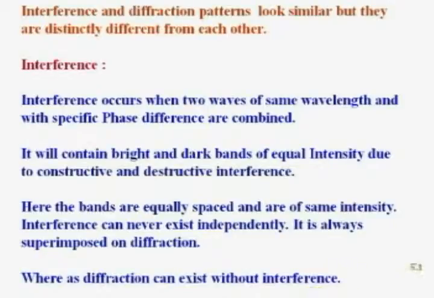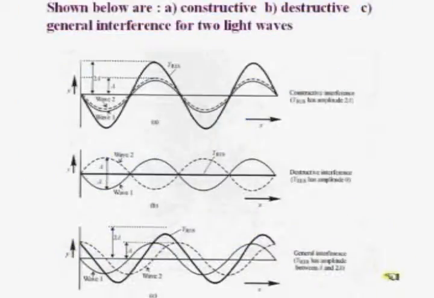If we now look at the slide, we have three pictures here. The first one shows that there are two waves. These are exactly in phase. They have the same wavelength and they are also in phase. Because of this, we'll have constructive interference where the intensity will be multiplied. That is, it will be double the intensity of each one of them.